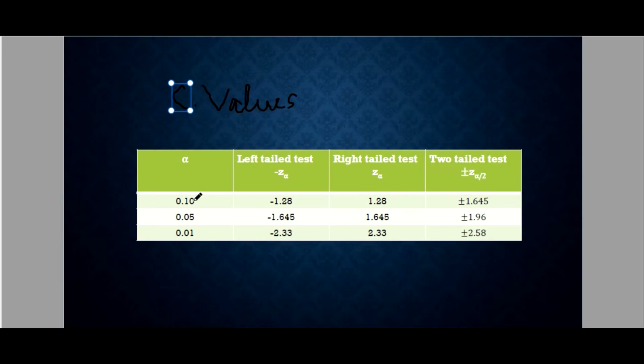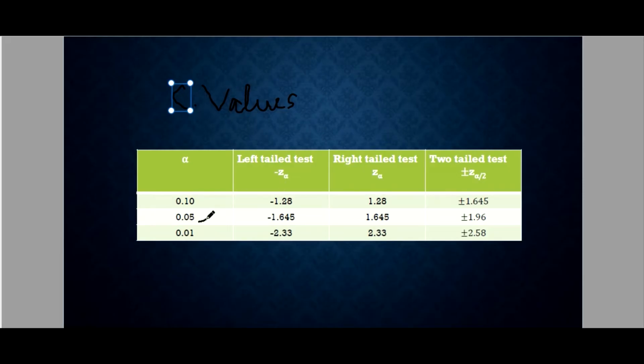If your alpha is 0.10 and it is left-tailed, then your negative Z alpha is equal to negative 1.28. If it's positive, then it's positive 1.28. Then if it is two-tailed, then it is plus and minus 1.645. The negative is for the left side, the positive is for the right side or right-tailed.